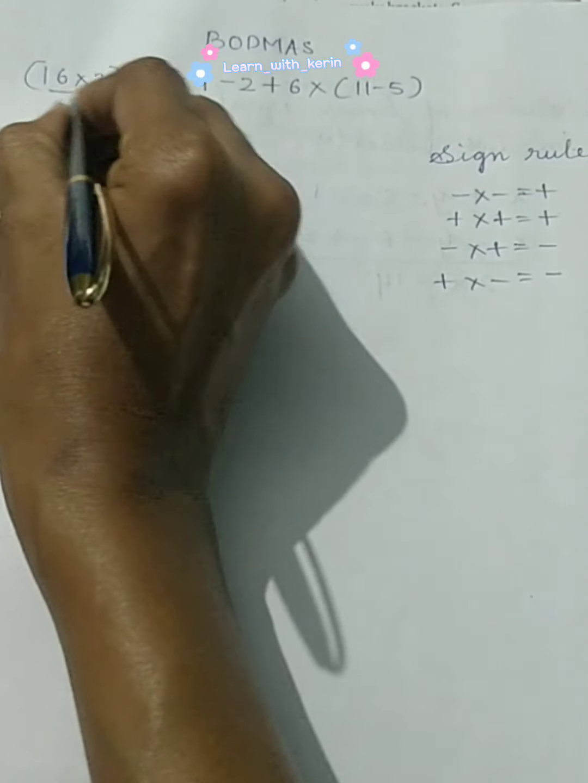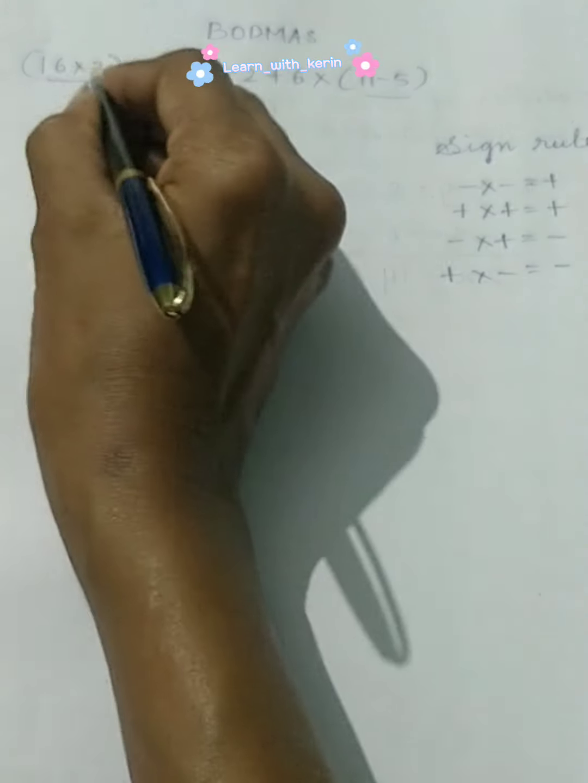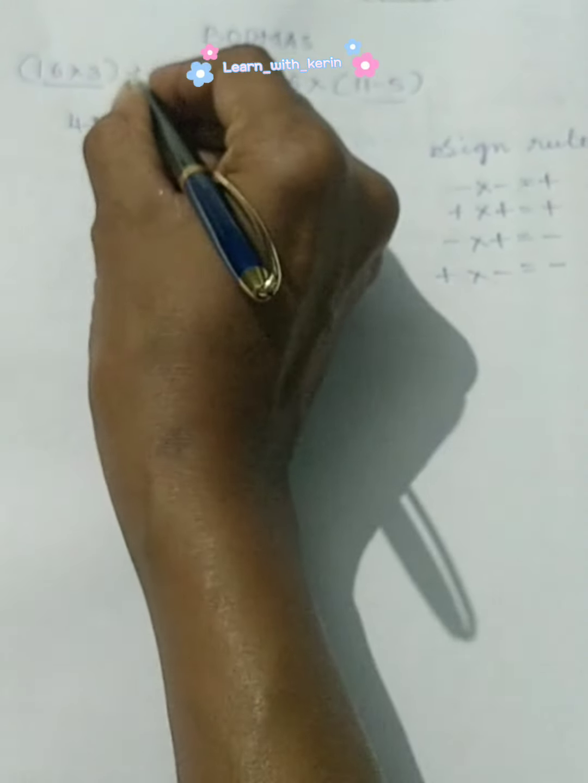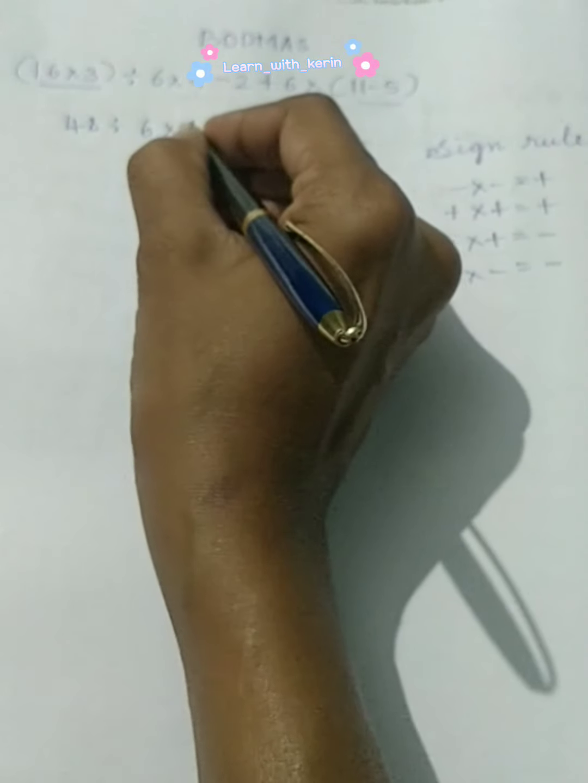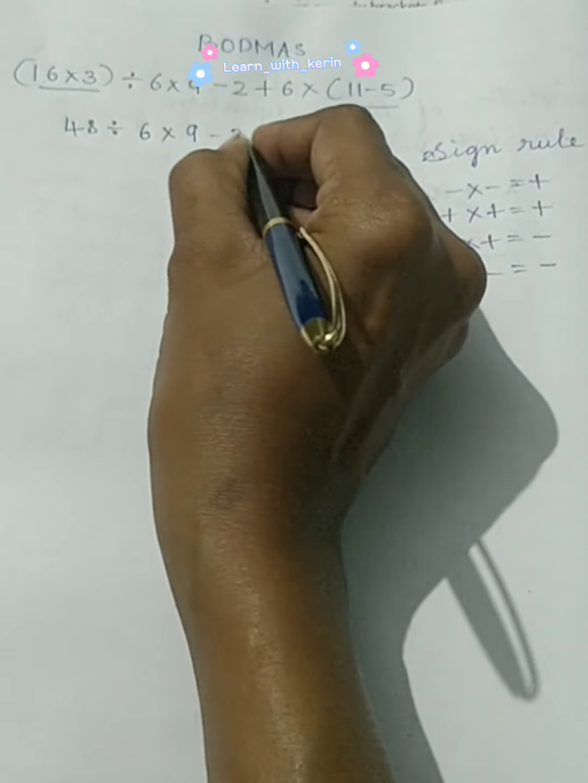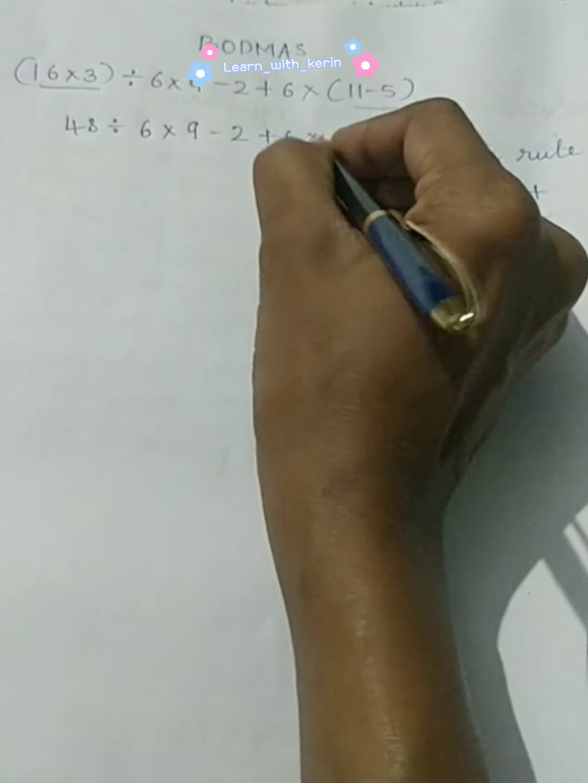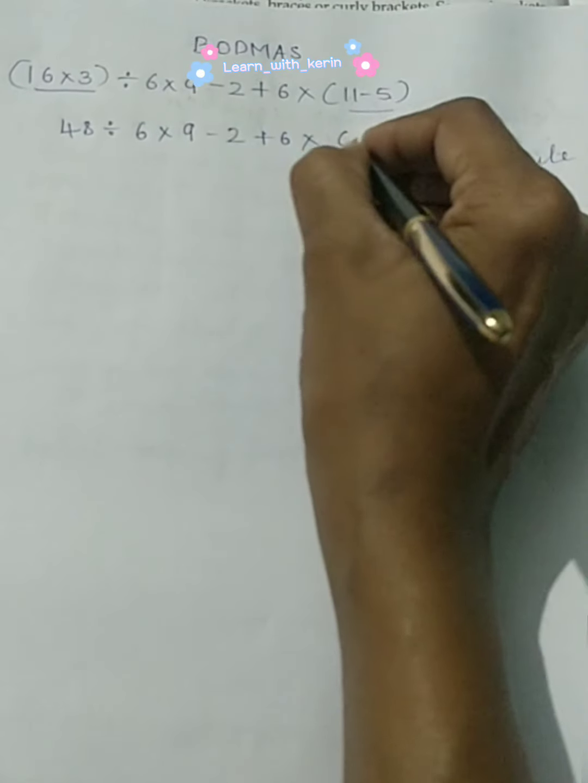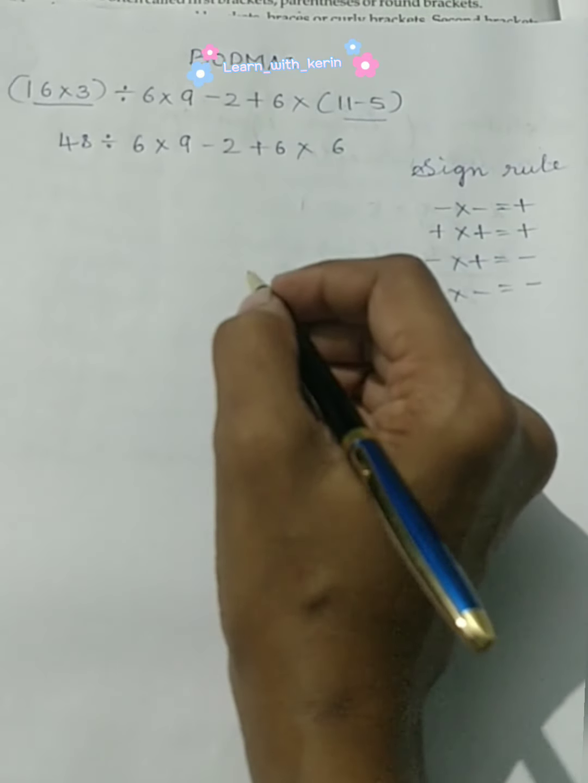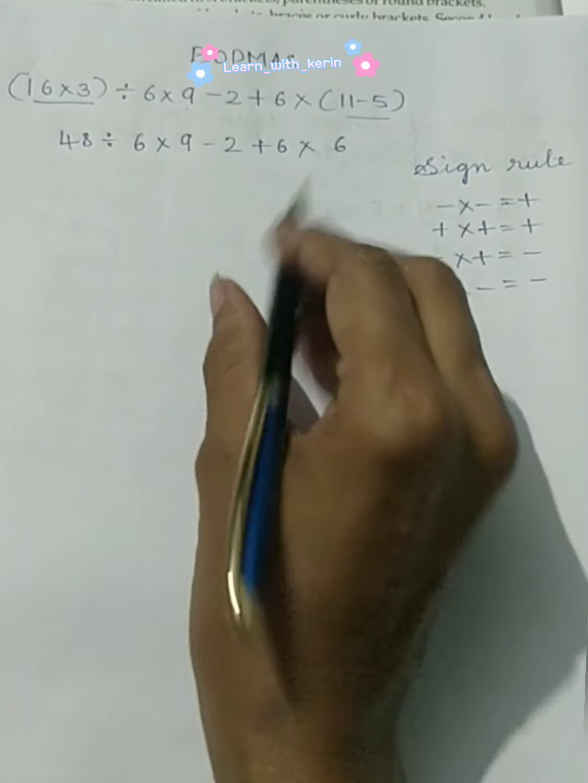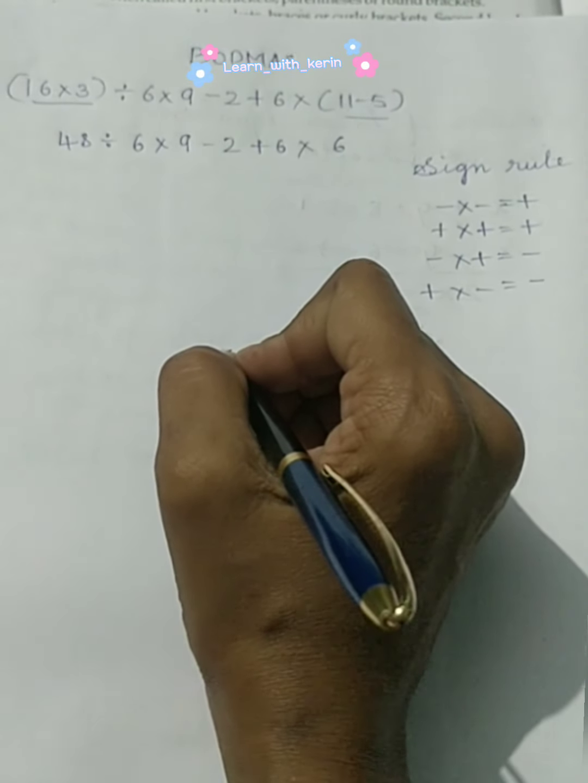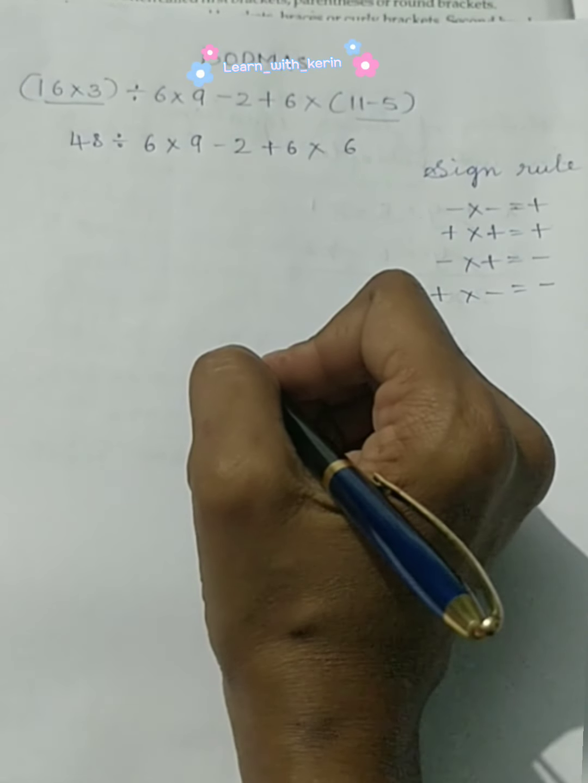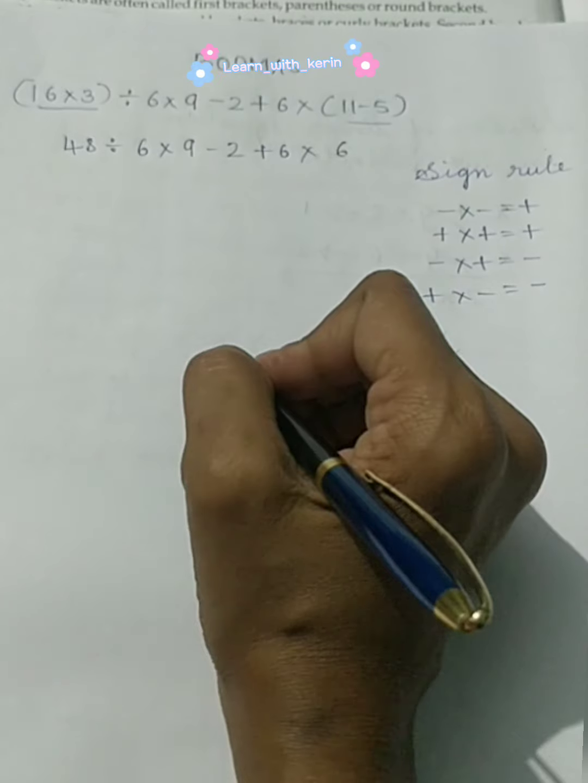Here we have 2 common brackets, 1 and 2. 16 into 3 is 48. The rest of the operations will keep as it is. Divided by 6 into 9 minus 2 plus 6 into, now we will solve this operation. 11 minus 5 is 6. Now that, children, all the brackets are opened, there are no more brackets here. Now at this stage, what to do and how to solve the sum? The BODMAS rule itself suggests how to solve the sum.